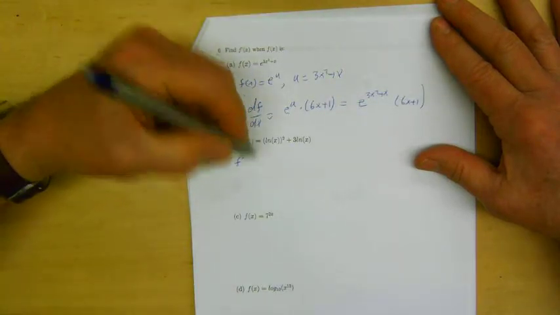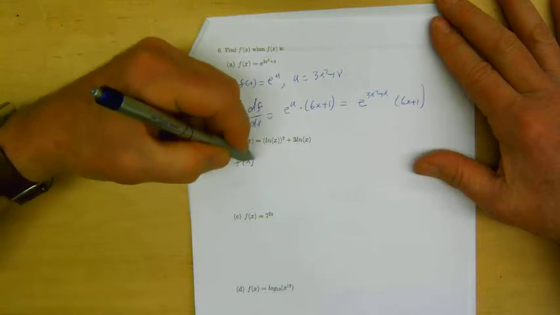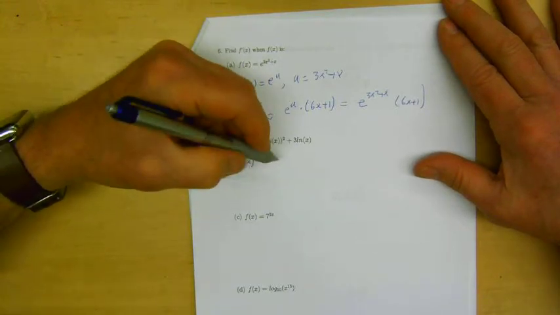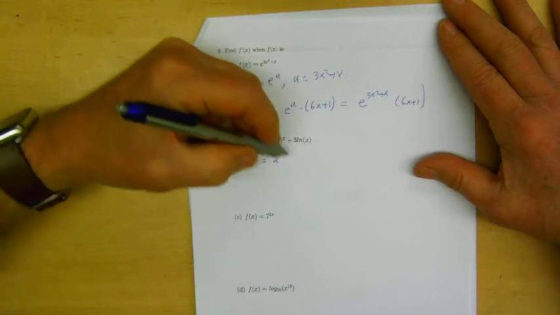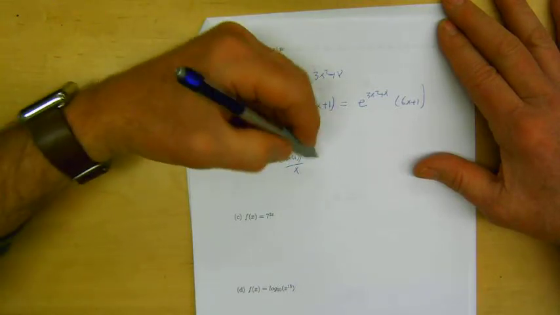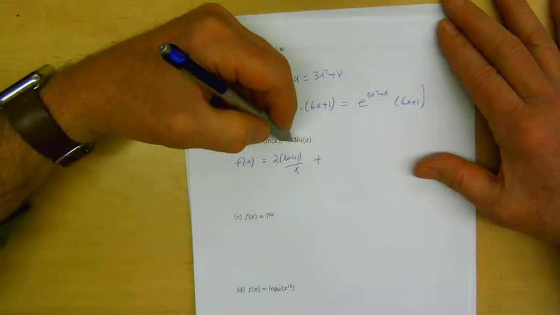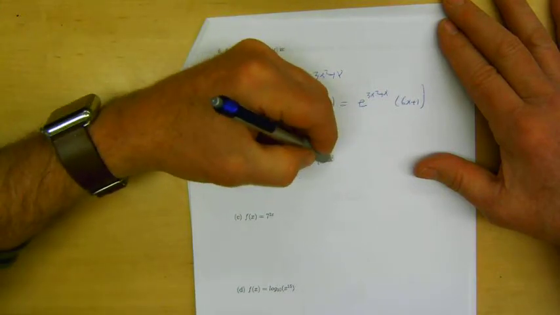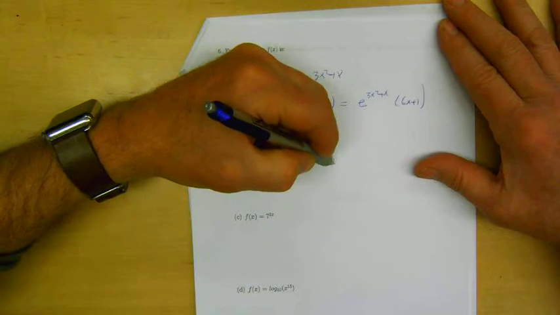F prime of x on the second one. This should be easy. Twice u times the derivative of u, which is 1. Let's put the x there. The derivative of 3 log x is 3 times the derivative of log x. And that's it.